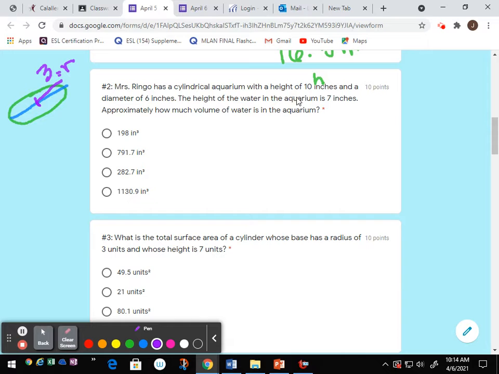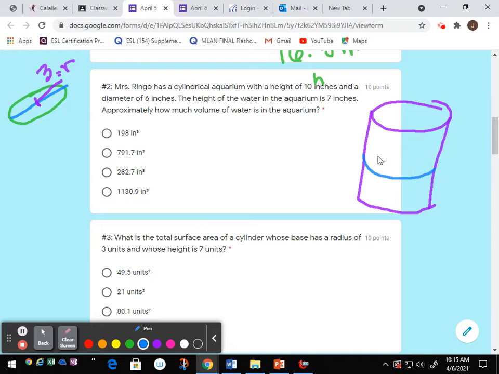The height of the water in the aquarium is 7 inches. Okay, so that means we're going to have 2 cylinders. We're going to have the one that's the big aquarium. Here's our big aquarium. Then here inside of it is just the water level. So we have 2 cylinders. We have a big one and we have a small one. Height of the water in the aquarium is 7 inches. So that's another height. Approximately how much volume of water is in the aquarium. So we're not really worried about the purple cylinder. We just want the blue cylinder.